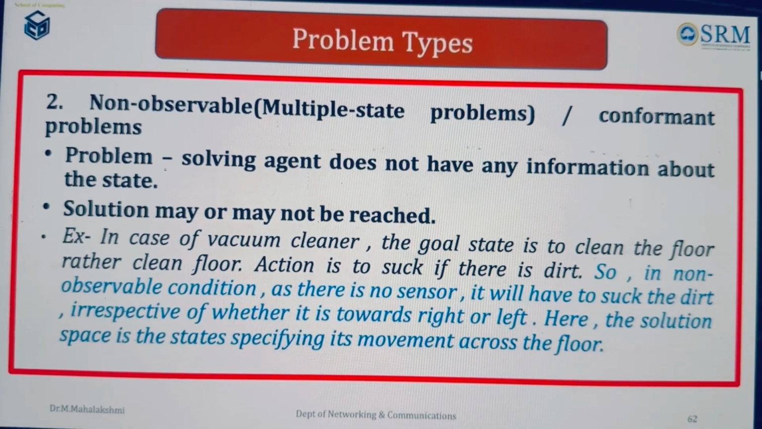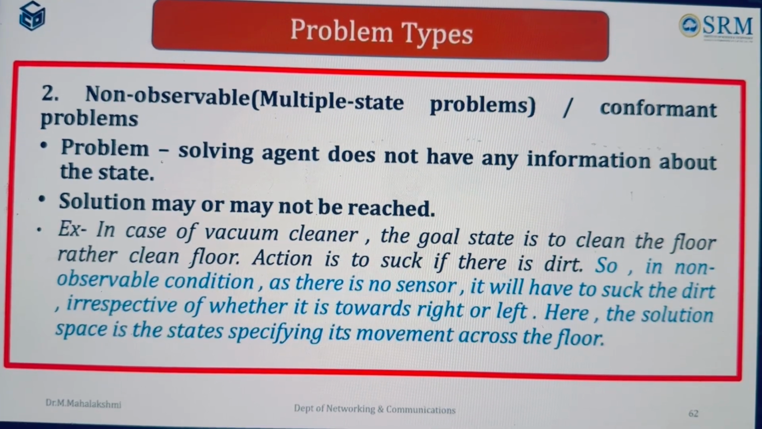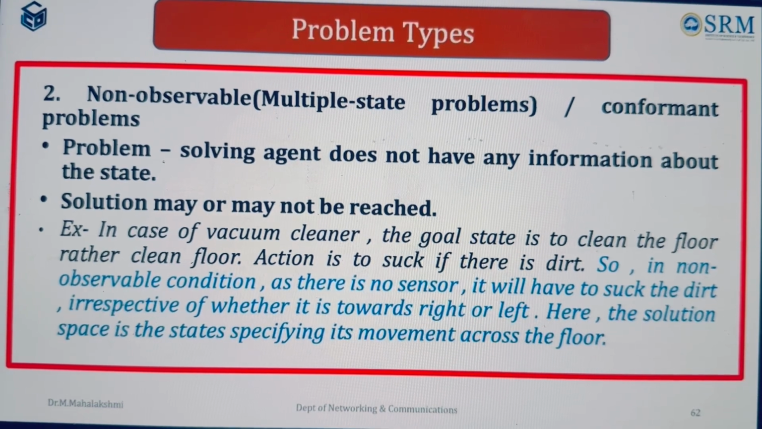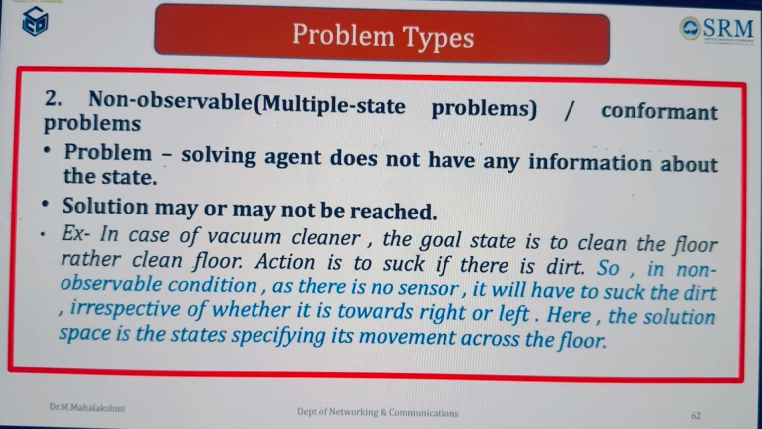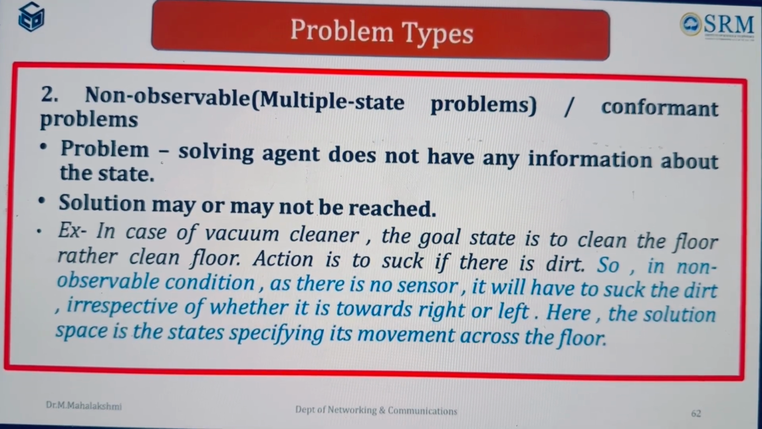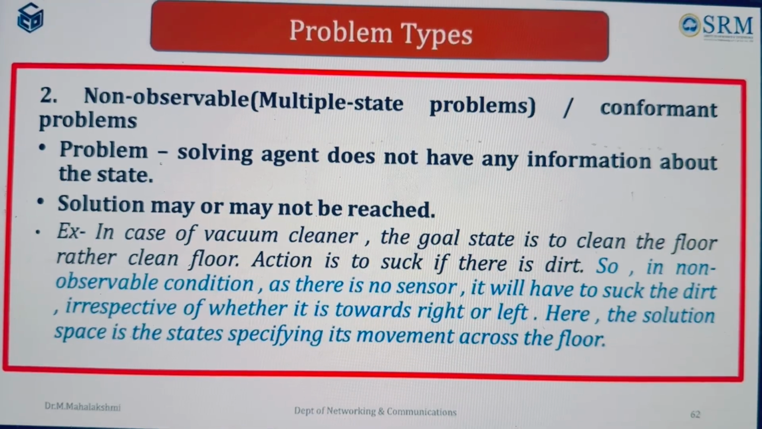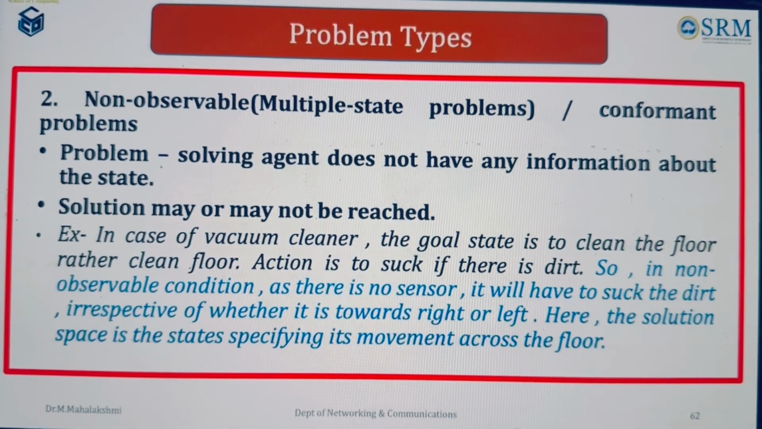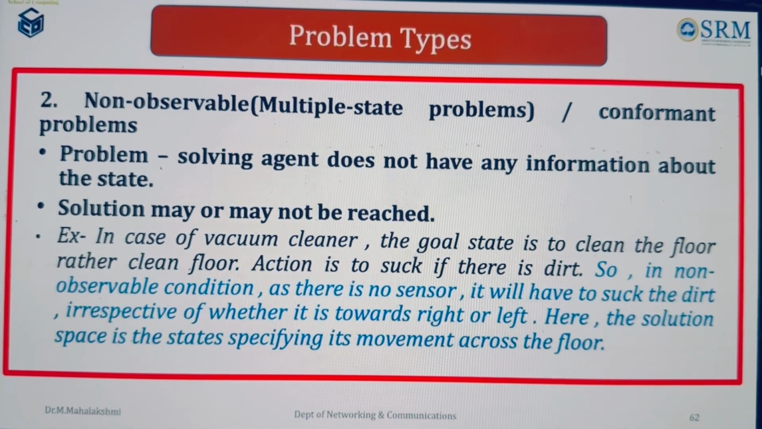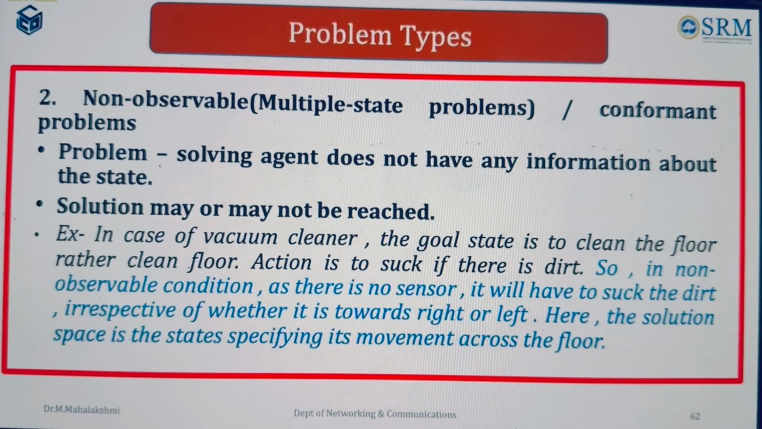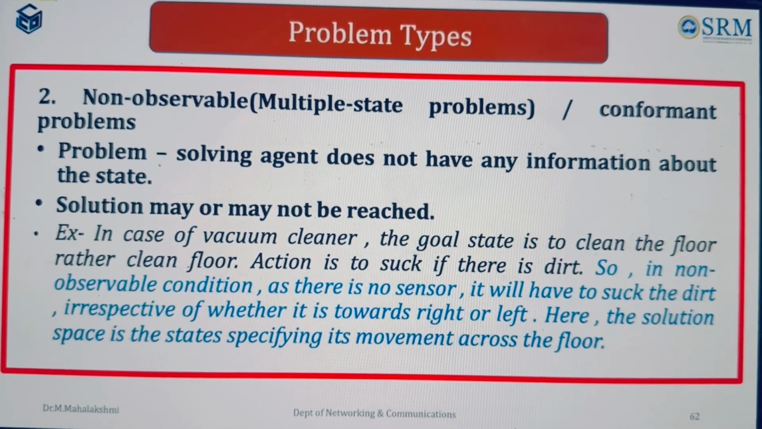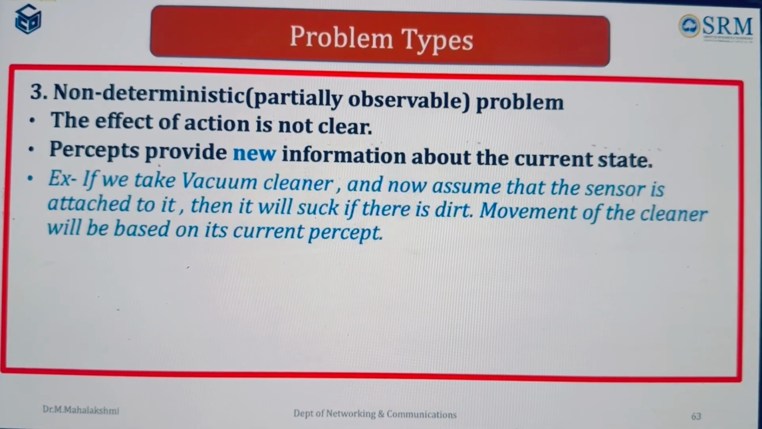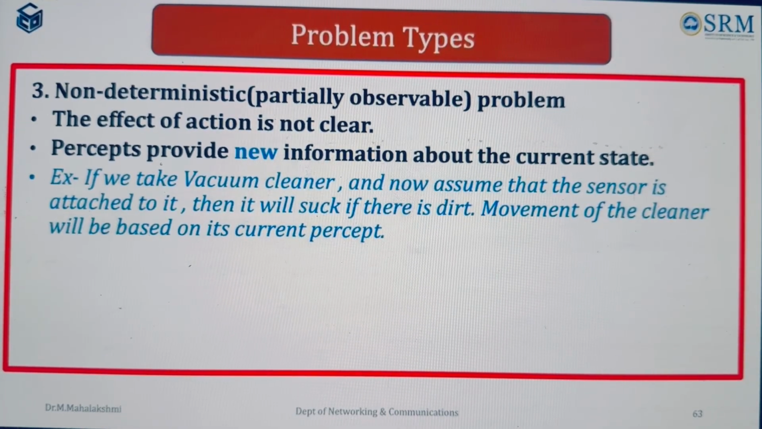Once it has come across it, as he said also, traffic. Beforehand, you may not know how much traffic is available without Google Maps. You may not be knowing that there is a congestion. Once you come across it, you may take diversions, you may take other steps to find a solution for that. That is non-observable. And then partially observable.